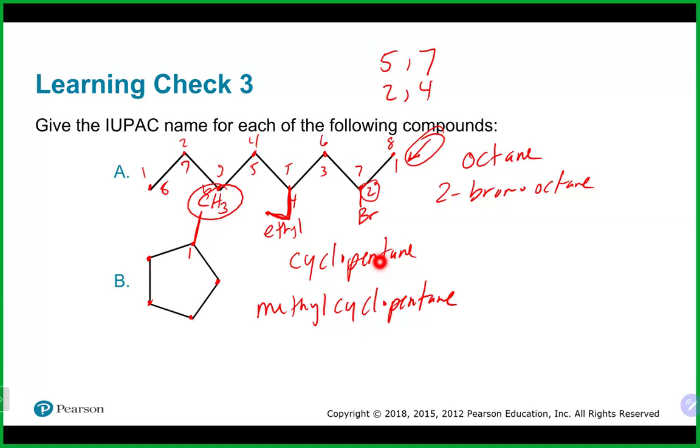Which way should I go? I should still go right to left in this case, right? And now my name, as I keep building off of this thing, should be alphabetical. We're going to go 2-bromo, dash 4-ethyl, and this would still be octane at this point, right?